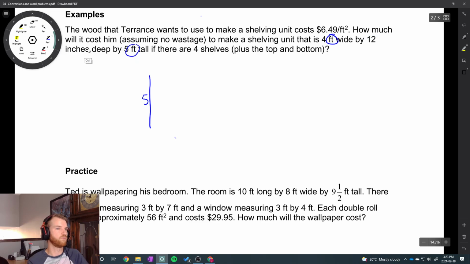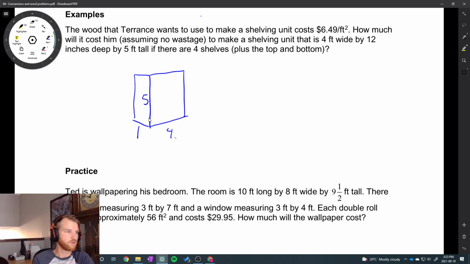So we're just going to convert that inches into feet, which is a really easy conversion, because 12 inches deep is the same as 1 foot. This would be our side panel, 5 feet tall by 1 foot deep, and then it's going to be 4 feet wide. Still 5 feet tall. And now here's where it's going to get a little bit complicated. I'm going to draw a dotted line here.